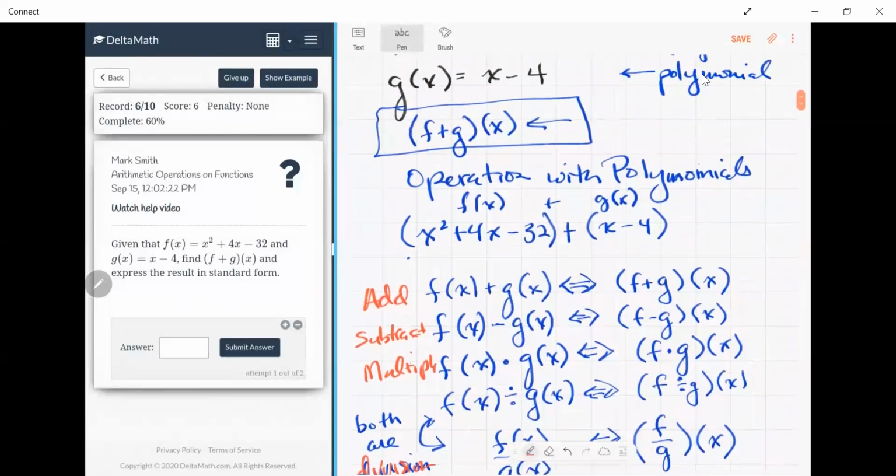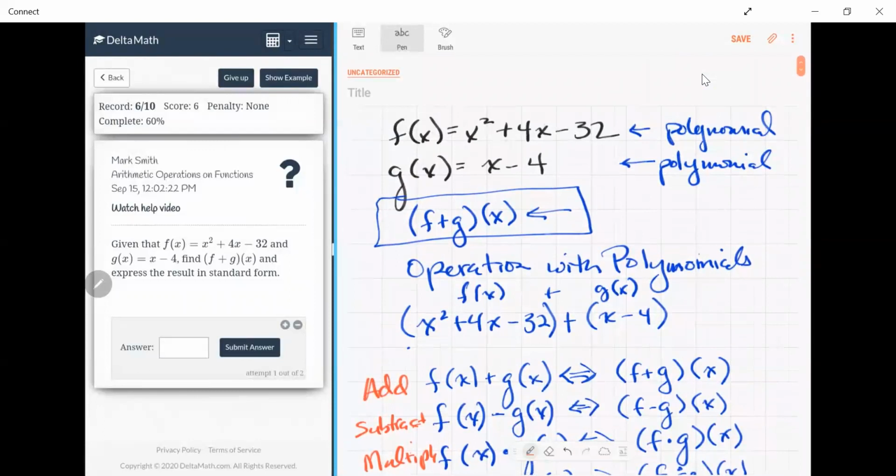So back to this one. Now we go back to our top and we say f plus g of x. Since it's a plus sign, we're just going to have an extra x right here, and we're going to have a negative right here. So our answer is going to be x squared. And then if I take these two together, 4 plus an invisible 1, here's our invisible 1, that's plus 5x. And then we have negative 32 and another negative, so a negative and a negative, that's negative 36.